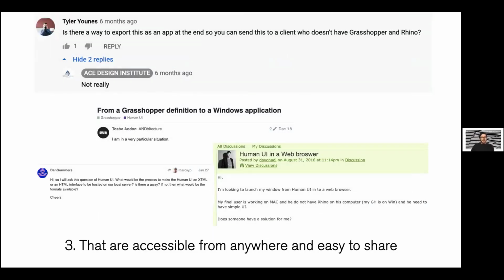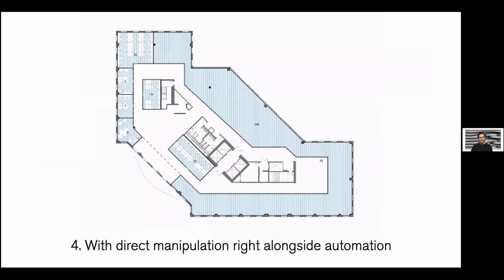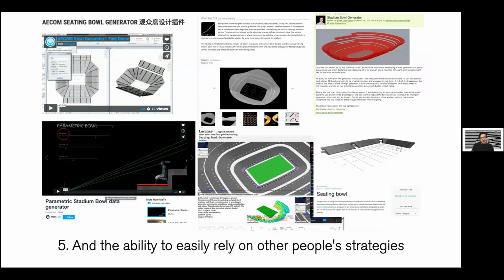We also, I promised I'd come back to this, want the ability to share these tools easily with others. If we create a design environment that's awesome for doing one particular task, chances are we're not the only person who wants to do that task. We want to make it available to other people. We want to have a conversation around it. We also want these tools to enable direct manipulation right alongside automation. We don't necessarily just want to run everything through sliders. Actually getting in there is a key component of an effective computational strategy. And lastly, we want the ability to pick from among these diverse strategies and easily incorporate them into our workflow.